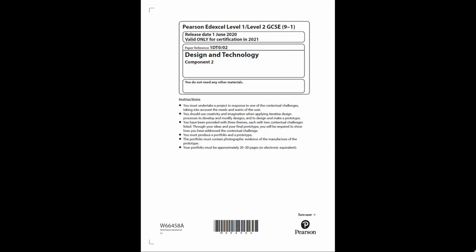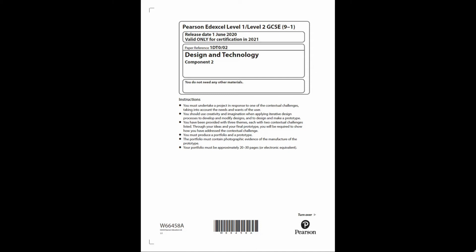There's a set of instructions on the front, so you must undertake a project in response to one of the contextual challenges, taking into account the needs and wants of the user. You should use creativity and imagination when applying iterative design processes to develop and modify designs, and to design and make a prototype. You've been provided with 3 themes, each with 2 contextual challenges listed. Through your ideas and your final prototype, you will be required to show how you have addressed the contextual challenge.